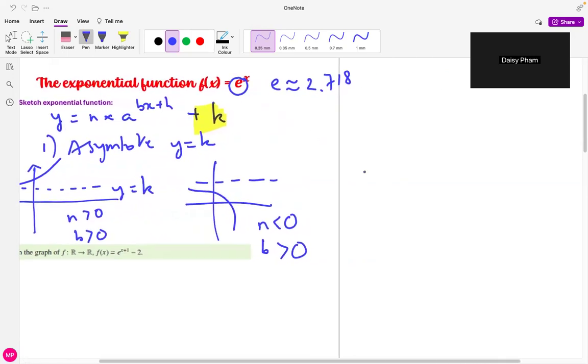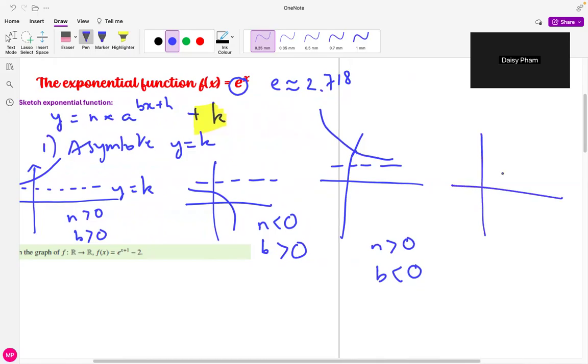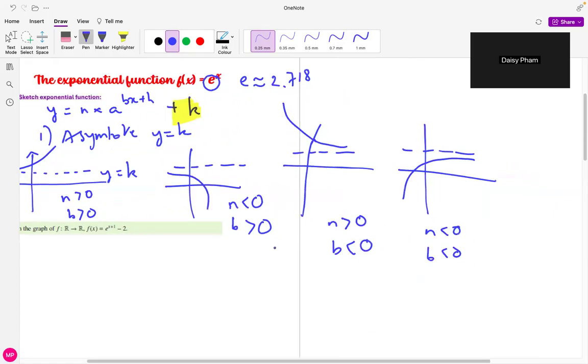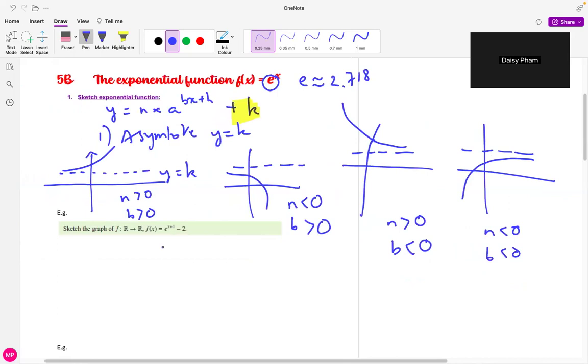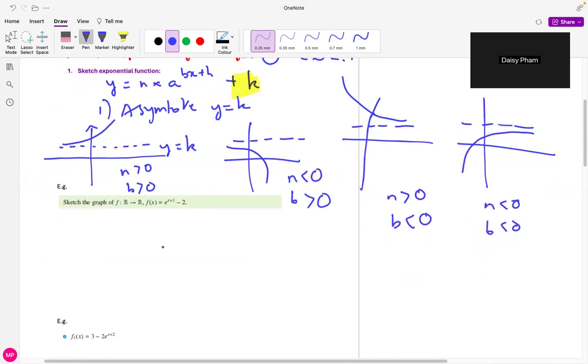Now, I keep n positive and make b negative. So if b is negative, it's the reflection in the y-axis, and it looks like this now. And finally, if you have n negative and b negative, then it will look like this. Okay, so you have four different types. And once you've done that, you can find the x and the y intercepts.